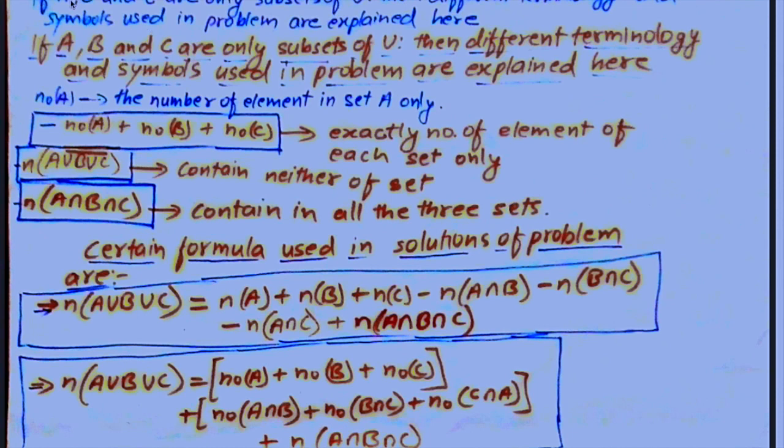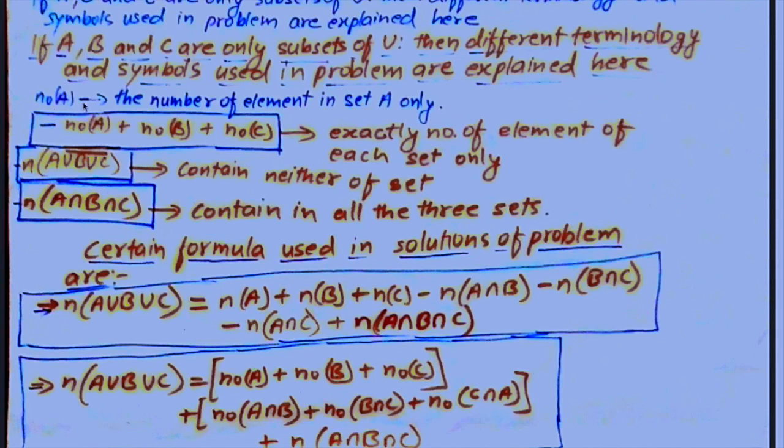Various formulas and symbols are used in this chapter, and I am going to explain some of them. If A, B and C are subsets of U, then the different terminology and symbols used in problems are explained here.